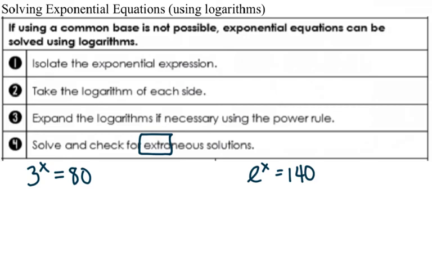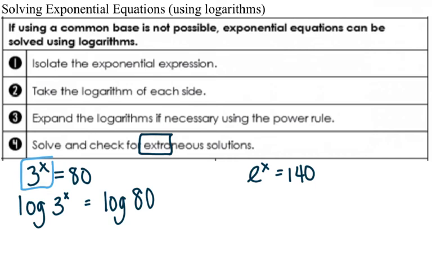Okay, so the first thing is we want to isolate the exponential expression. So it's already isolated because there's nothing being added or subtracted, so we're good to go. Number 2, we're going to take the log of each side. So we're just going to write the word log on each side. That's all we're doing.